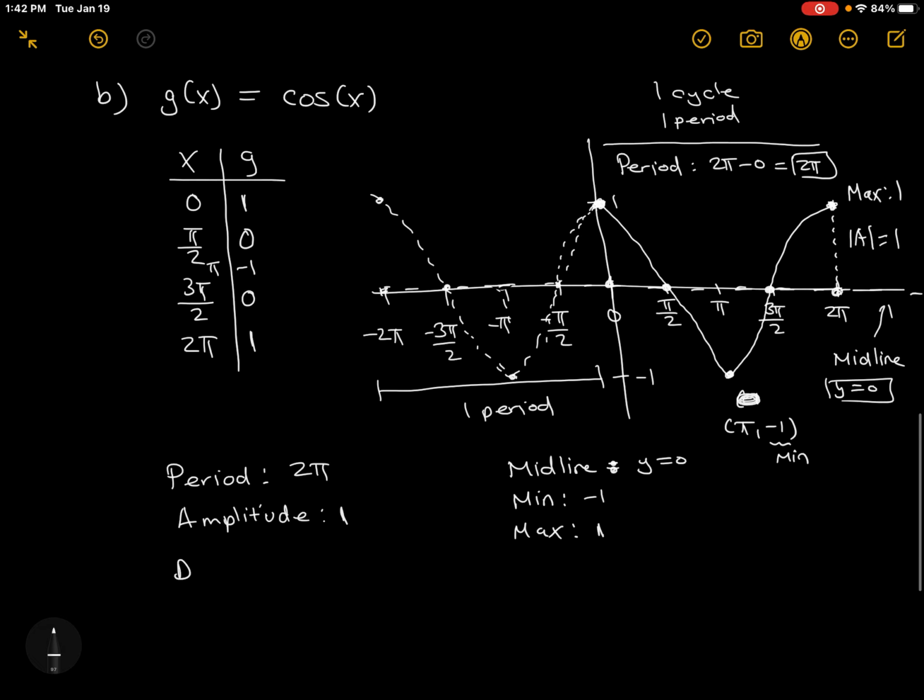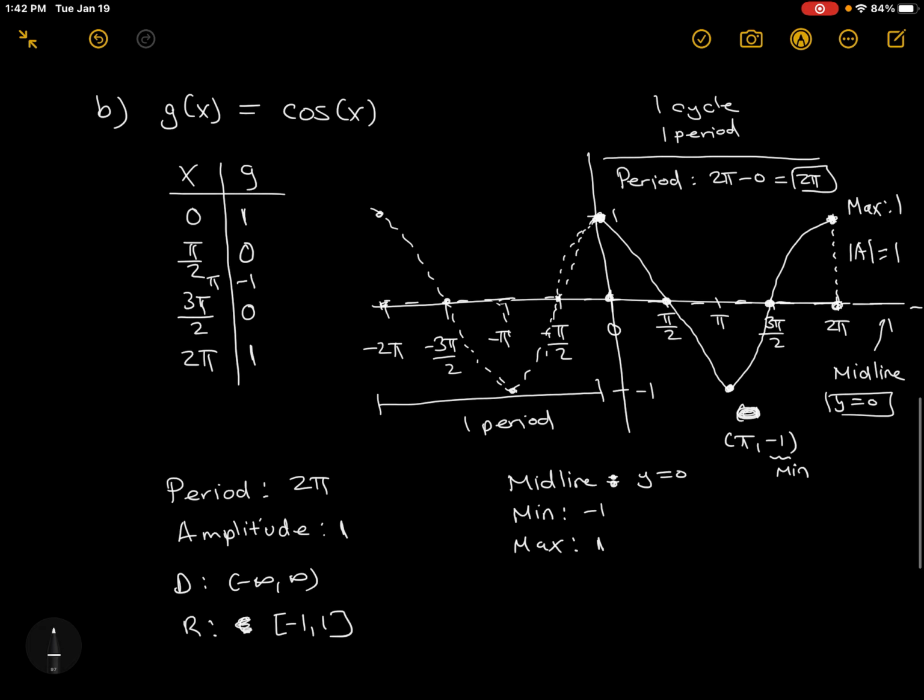The domain of this graph is not going to change. It's going to be all real, right? You can input any x value, and the range is going to be negative 1 to 1 brackets, okay, interval notation. Okay, what about the x-intercepts?